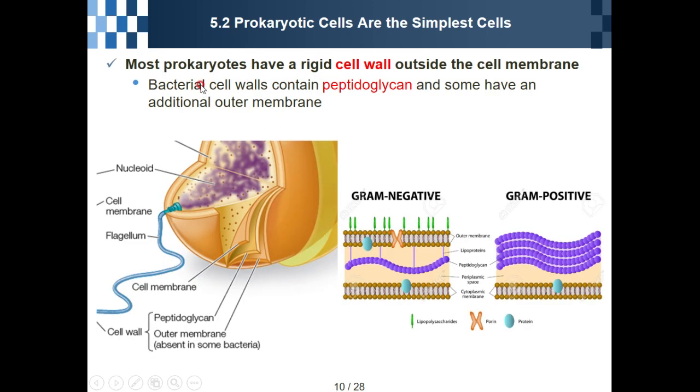And also, in addition to the cell membrane, most prokaryotic cells have a very rigid cell wall. Very rigid. So we have to know about rigid, and finally, we will learn about semi-rigid. Now, rigid.